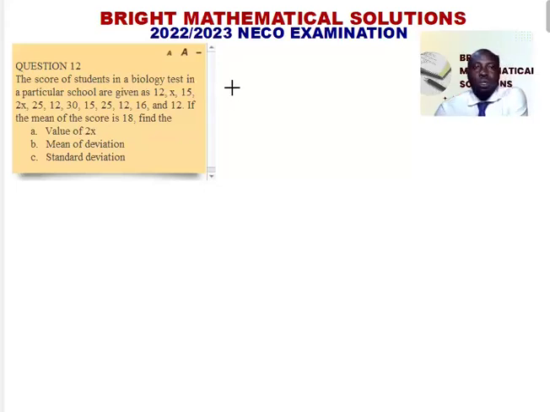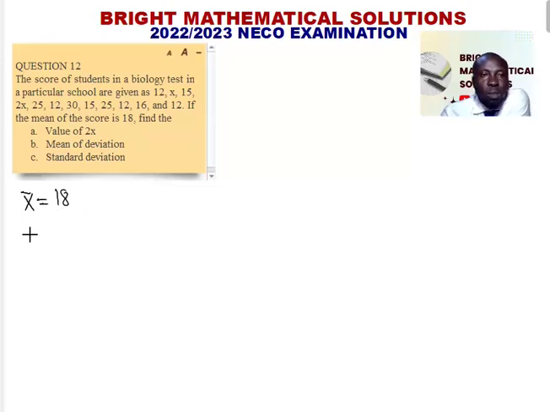Hello, this is question 12 of the 2022-2023 NECO examination, and it says the scores of students in a biology test in a particular school are given as 12, x, 15, 2x, 25, 12, 30, 15, 25, 12, 16, and 12. If the mean of the scores is 18, find the value of 2x. Now, we've been given the mean to be 18.